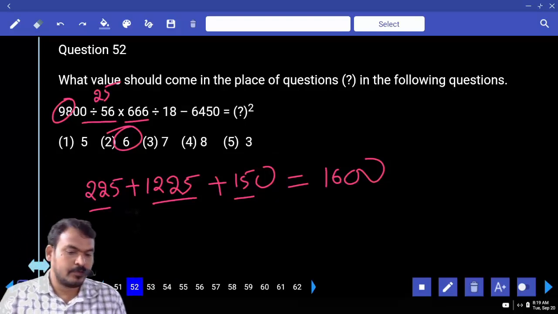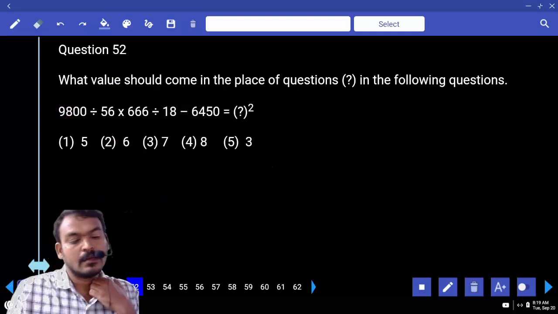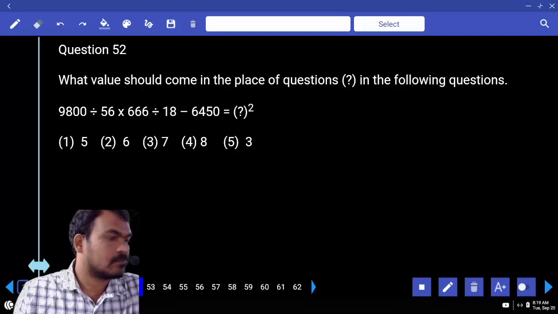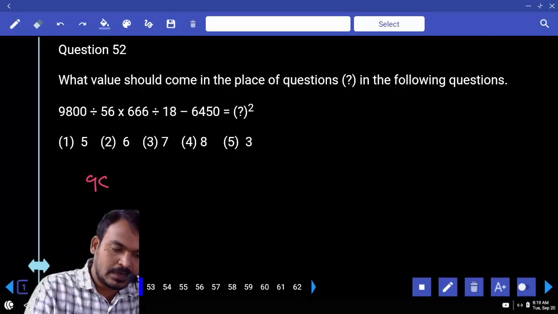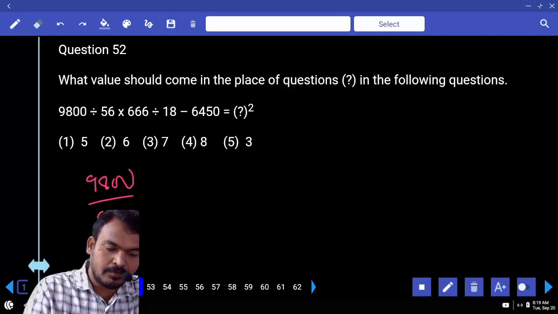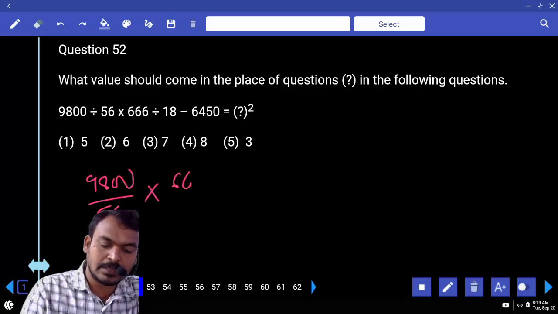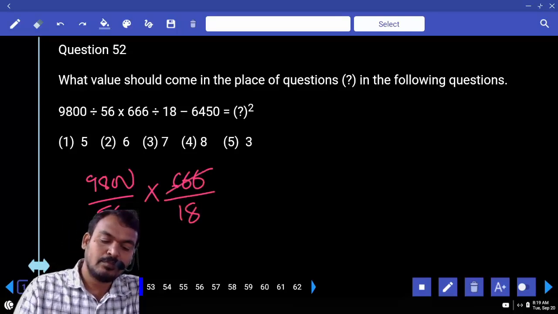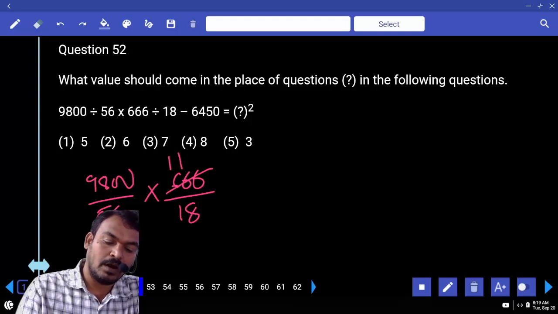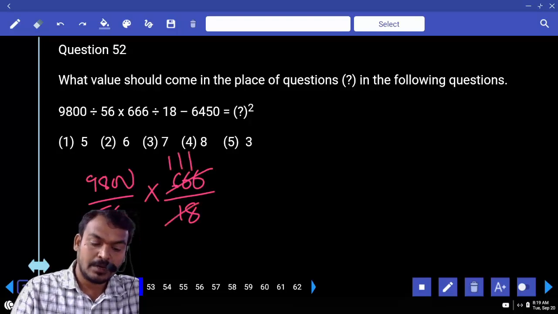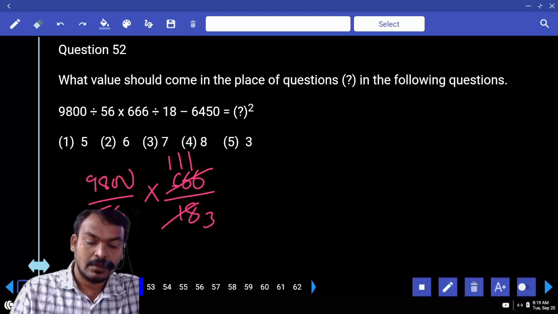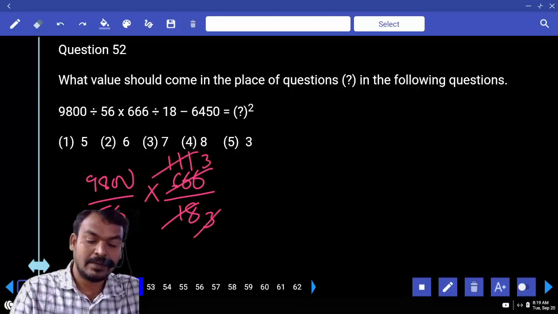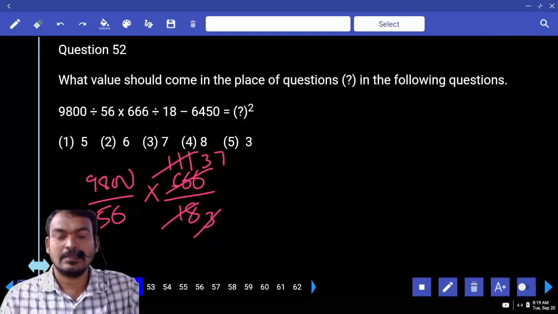Next question number 52. First priority, 9800 divided by 56. First, 9800 divided by 56 into 666 divided by 18. First 6 how many times? Numerator 1, 1, 1. Denominator 3 times. 3 again how many times? 37 times.